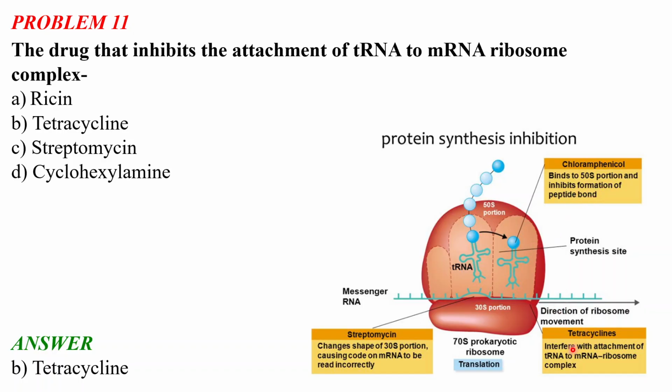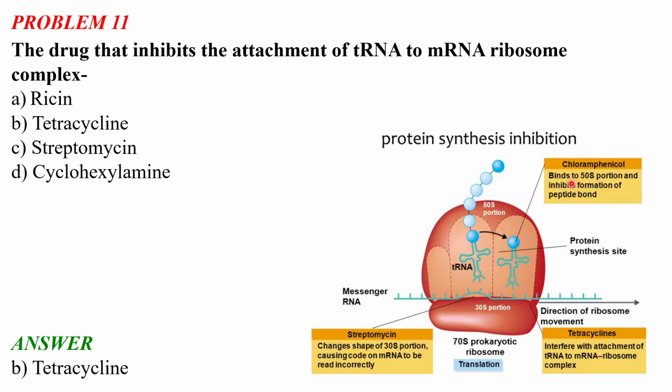Then we have tetracycline, which interferes with the attachment of tRNA to the mRNA ribosome complex, and streptomycin, which changes the shape of the 30S portion, causing the code on the mRNA to be read incorrectly. These are the drugs which inhibit protein synthesis, and they are very crucial because they hinder bacterial protein synthesis. Chloramphenicol, tetracycline and streptomycin are all used as potent antibacterial drugs.